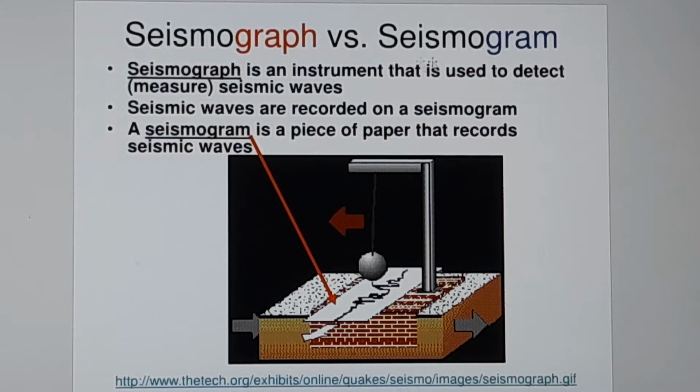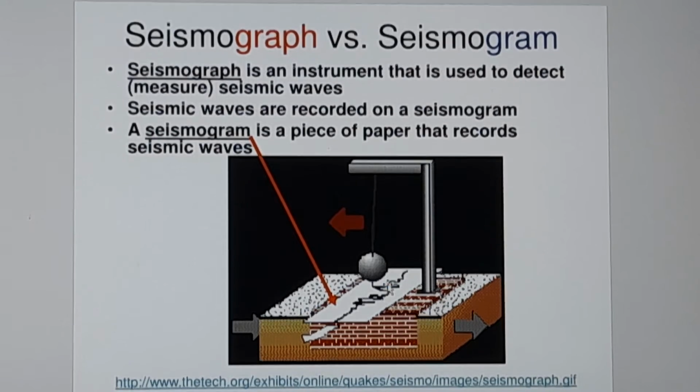Now, seismograph versus seismogram. Let us see. Seismograph is an instrument that is used to detect seismic waves. That entire device is called a seismograph. Seismic waves are recorded on a seismogram. You see here, this is called a seismogram. It's a record. So it's a piece of paper that records seismic waves. So seismograph is the entire device, whereas seismogram is the piece of paper that records the seismic waves.